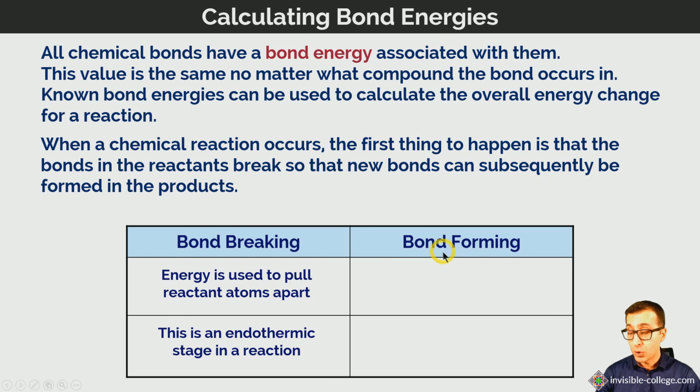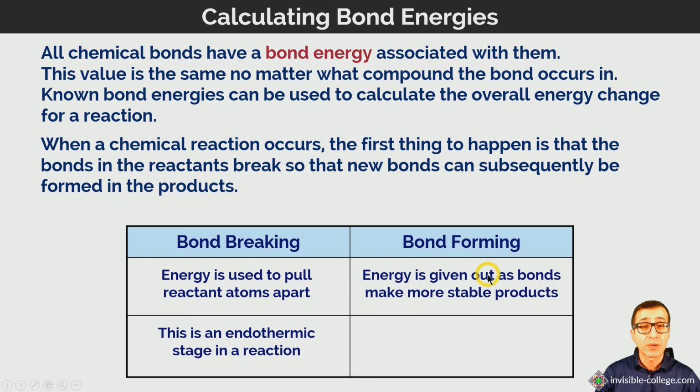So bond forming, bond making, going from the unbonded atoms to the products, is exothermic. Energy is given out when we make more stable product molecules from the unbonded atoms that we got to by breaking the atoms apart in our reactants. And so bond forming is exothermic.